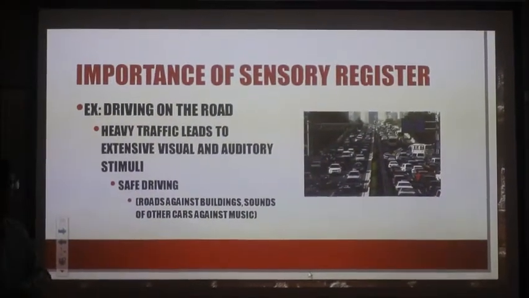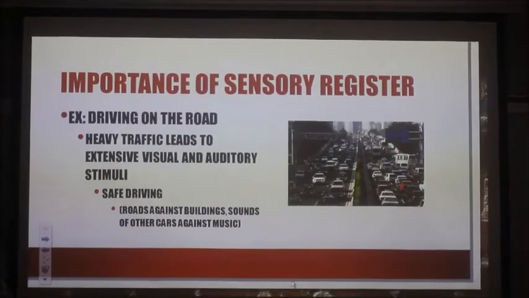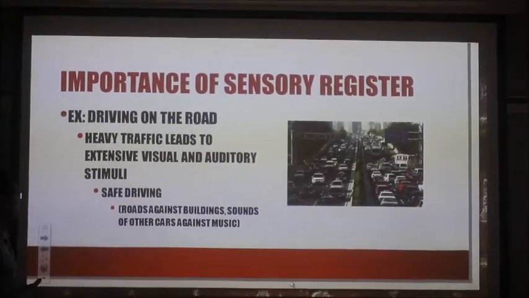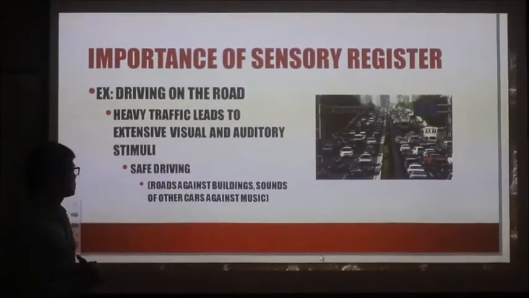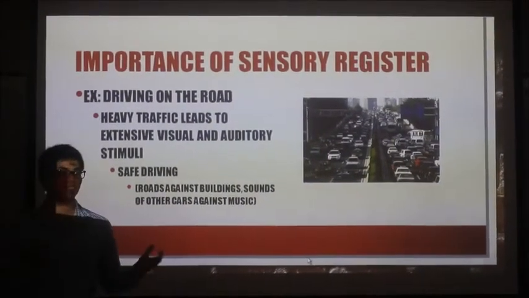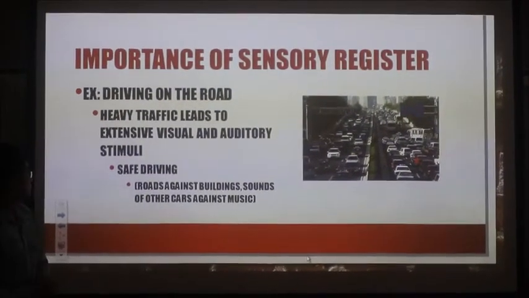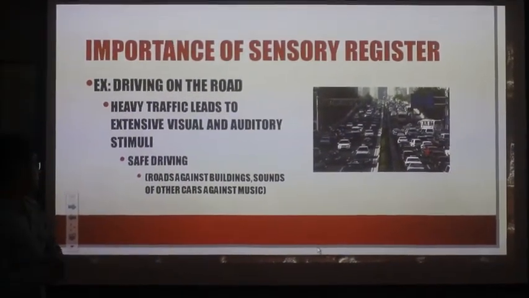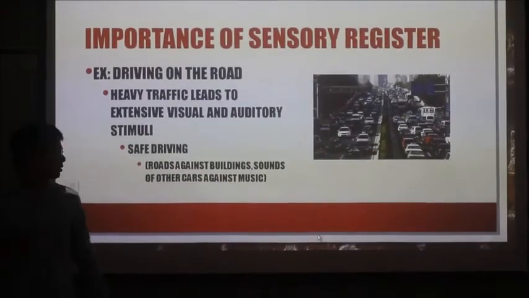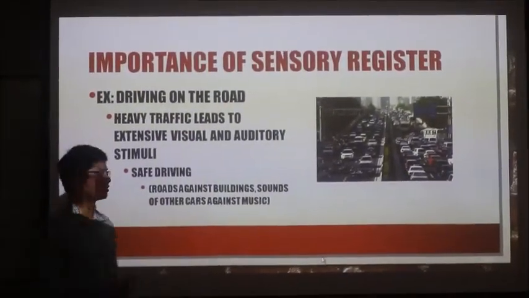The importance of sensory register. Imagine driving on the road. If there is heavy traffic, you're going to pay more attention to what's around you and what you hear. If someone's honking, you're probably going to know that they're having road rage and you don't want to mess with them. So you're most likely going to drive safer. And you're going to pay more attention to the roads than the buildings, and of course, the sounds of other cars instead of your radio.